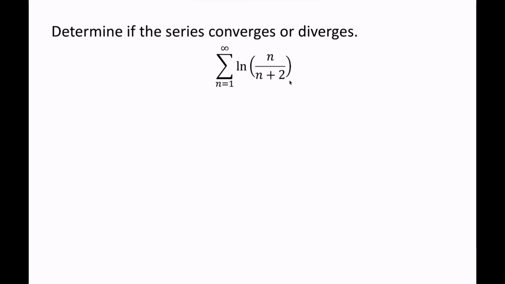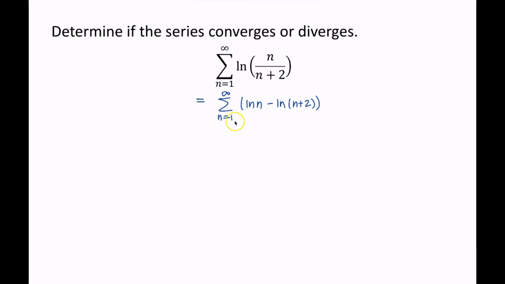We're often looking for a series that has a difference, right? Two things being subtracted as part of the general term. But here, I don't have that exactly until I remember some log properties. So I can rewrite this as the sum of n equals 1 to infinity of natural log of n, the numerator, minus natural log of the denominator, n plus 2. So now I have this difference as the general term.